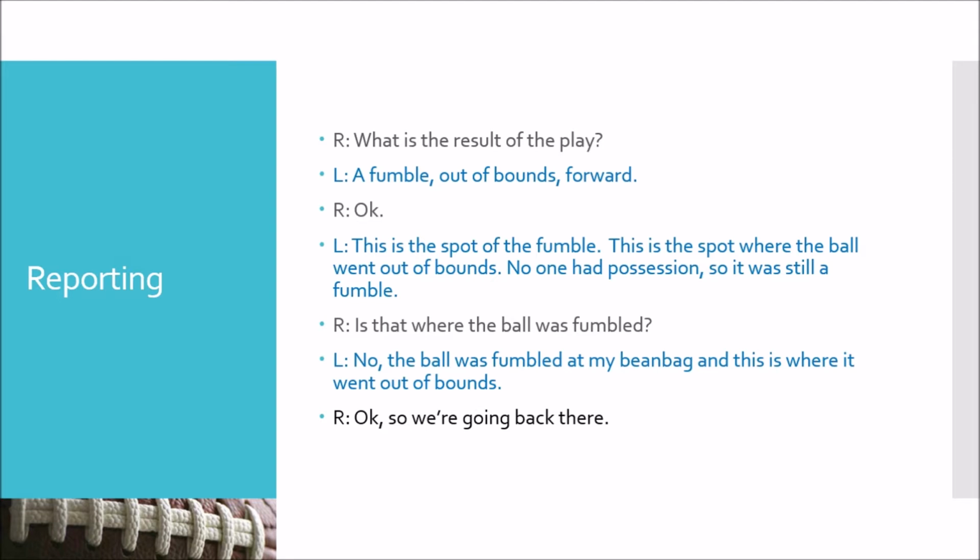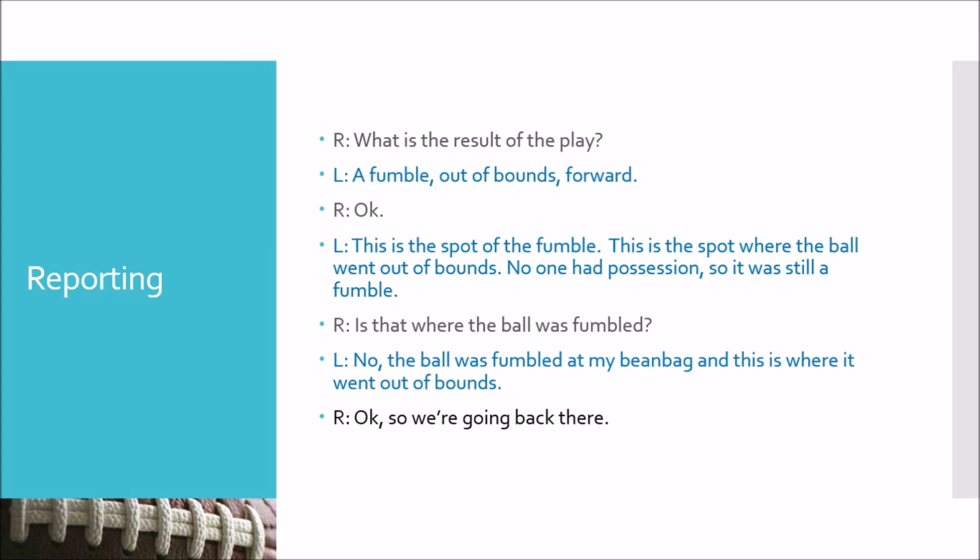Whether you say it in that order or not, the main point is that we get the information out that this was in fact a fumble. It went out of bounds beyond the spot of the fumble, so those rules now apply, and the referee acknowledges that with an okay. Then the line judge really takes charge, which is what we want: this is the spot of the fumble, pointing there, this spot where the ball went out of bounds. No one had possession, so it was still a fumble. The last bit may not be necessary, since we've already established that this was a fumble forward out of bounds, but I have no trouble with it.